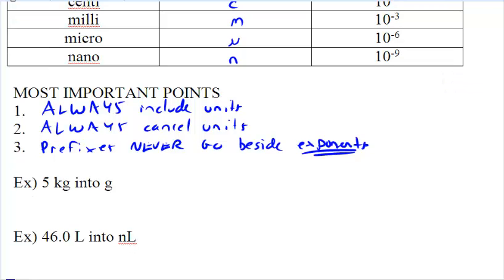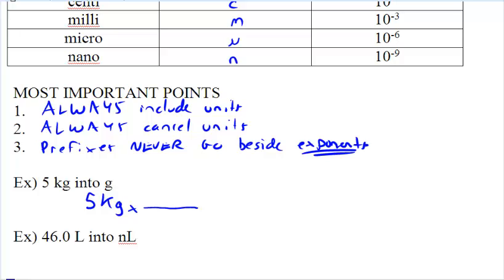So let's look at an example here. If we have 5 kilograms, the whole point of this is we want to be able to convert it into grams. And some people can do these in their heads. But what we're going to do is we're always going to set it up the same way, because this type of question is going to be paralleled when we actually get into the real chemistry stuff. This is still just math.